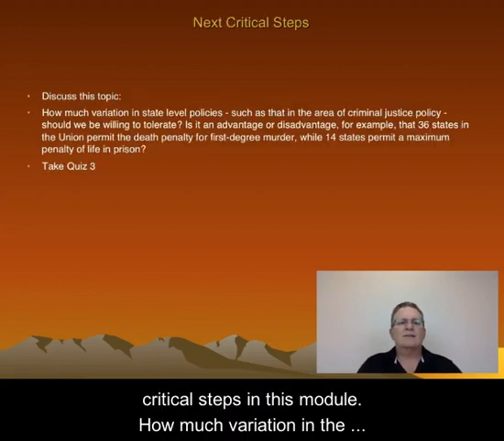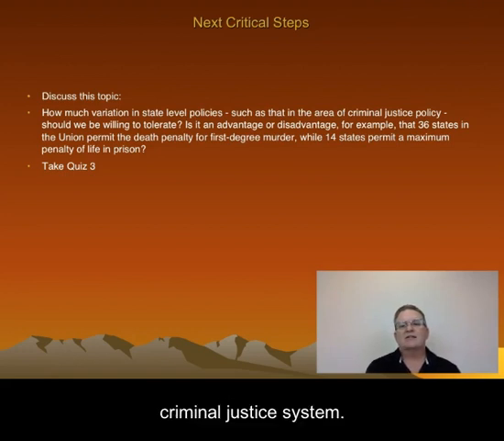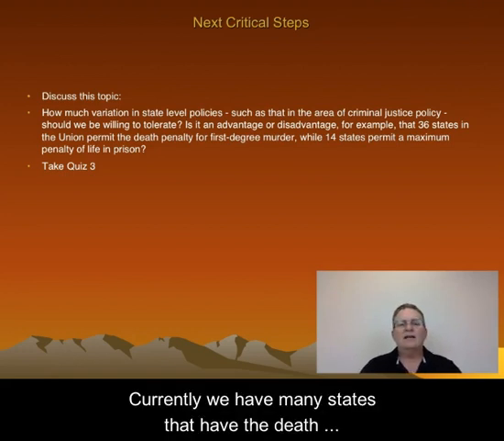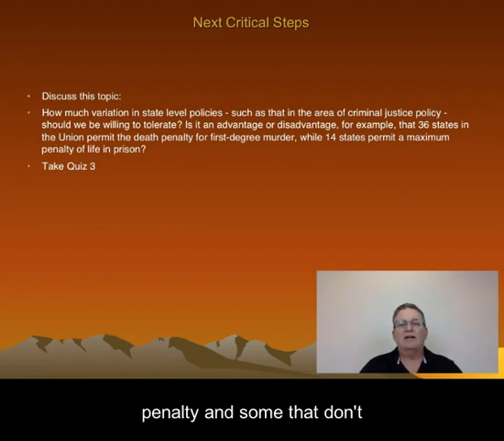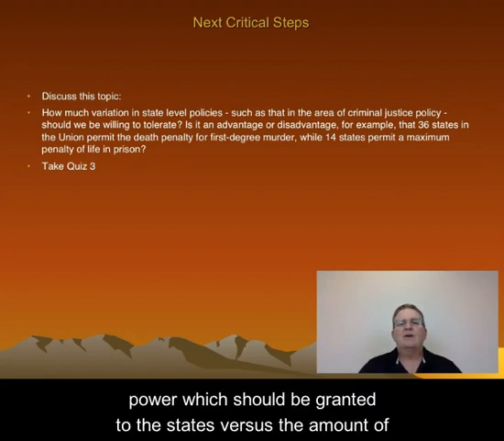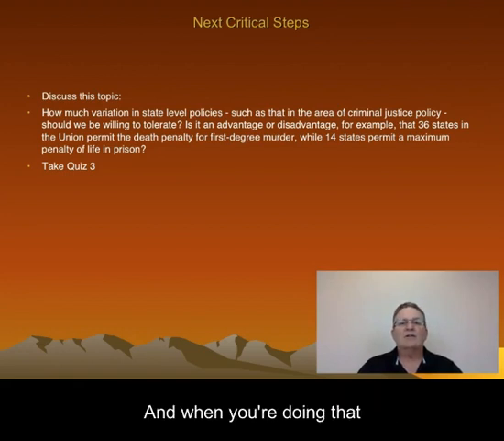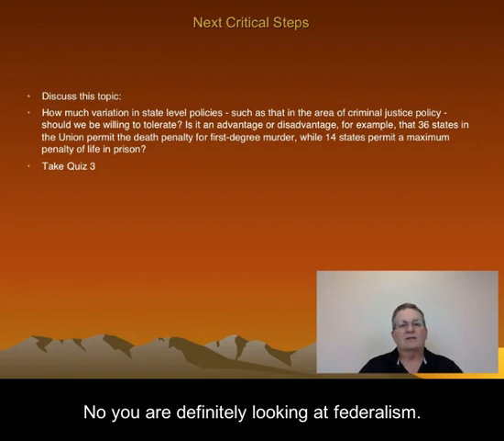The next critical steps in this module: how much variation in the state level policies are we going to be able to tolerate, such as that in the criminal justice system? Currently, we have many states that have the death penalty and some that don't have the death penalty. And so we can look at this in terms of the amount of power which should be granted to the states versus the amount of power which should be granted to the federal government. And when you're doing that, you are definitely looking at federalism.